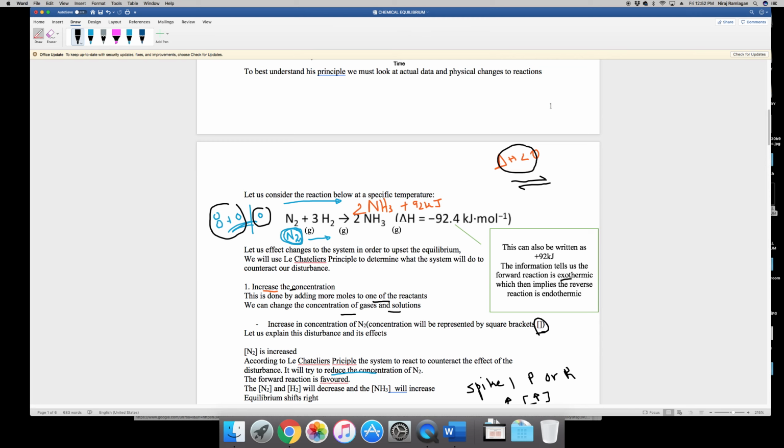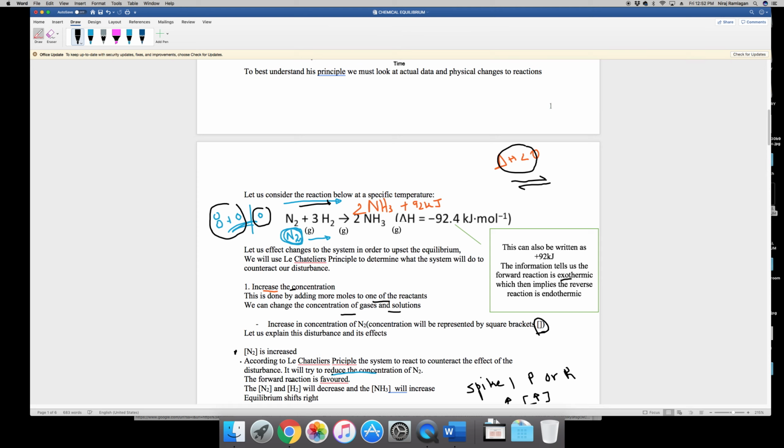Using his rules, what was the disturbance? The concentration of N2 is increased. According to Le Chatelier's principle, the system will try to counteract the effect of the disturbance. How does it do it? It will try to reduce the concentration of N2. How is it going to reduce this concentration? By using it up. How can it use it up? The forward reaction needs to work.